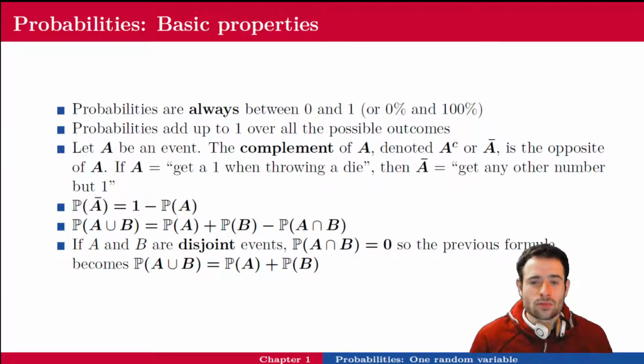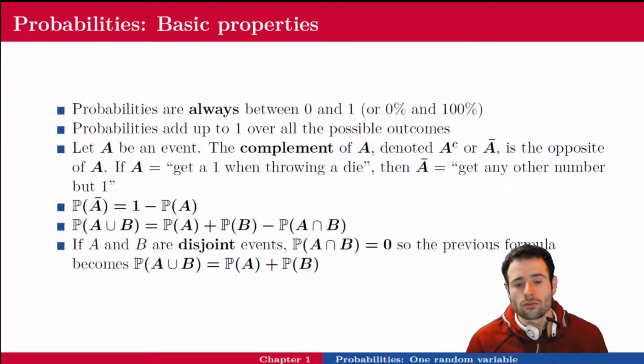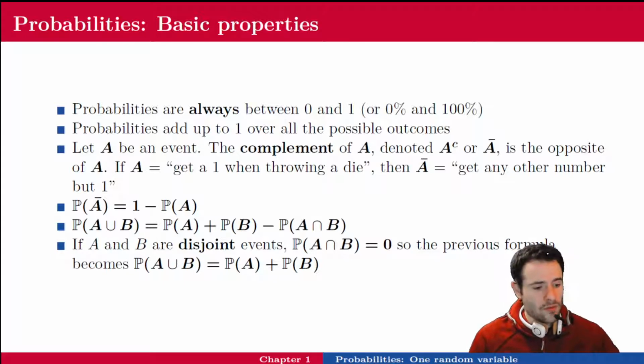Now, as I mentioned before, if A and B are disjoint events, then the probability of both happening at the same time is 0. So, if you replace this by 0 here, then this formula goes down to probability of A or B is equal to the probability of A plus the probability of B. So if you know that A and B are disjoint, then this formula simplifies to just adding the probabilities.